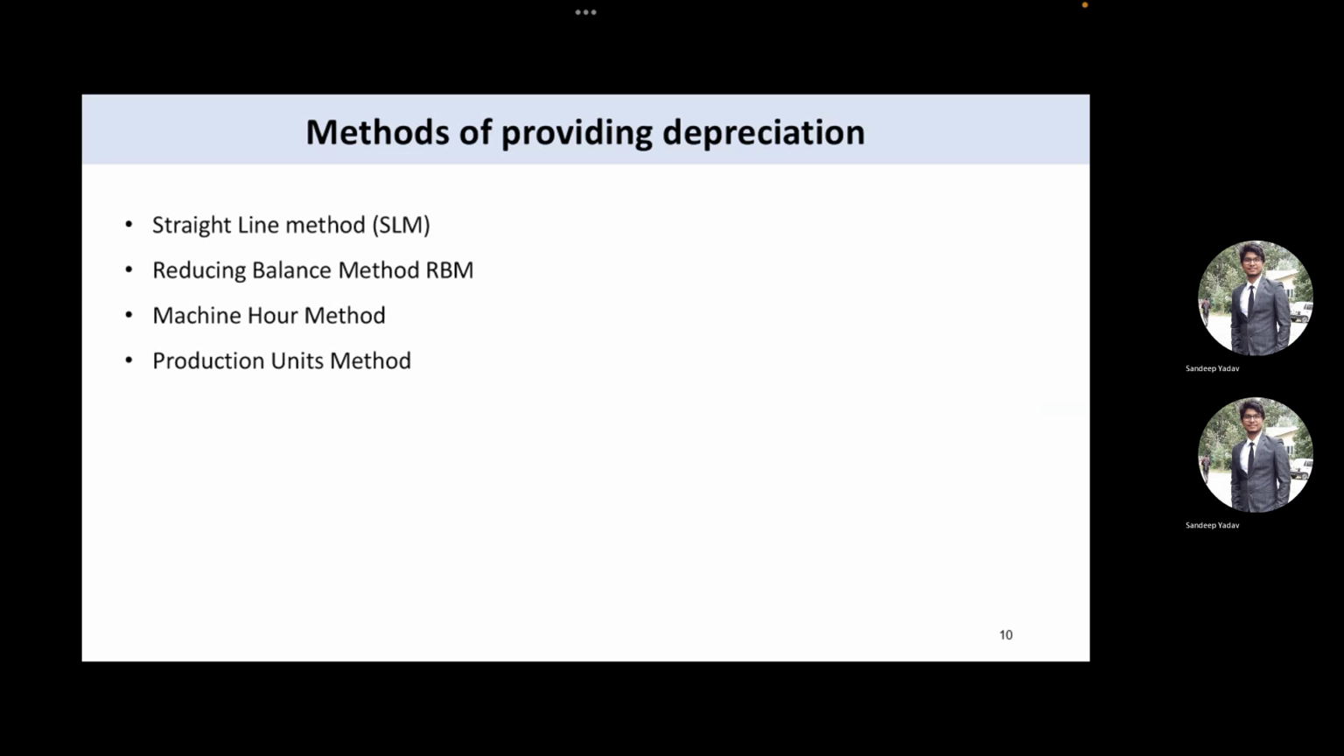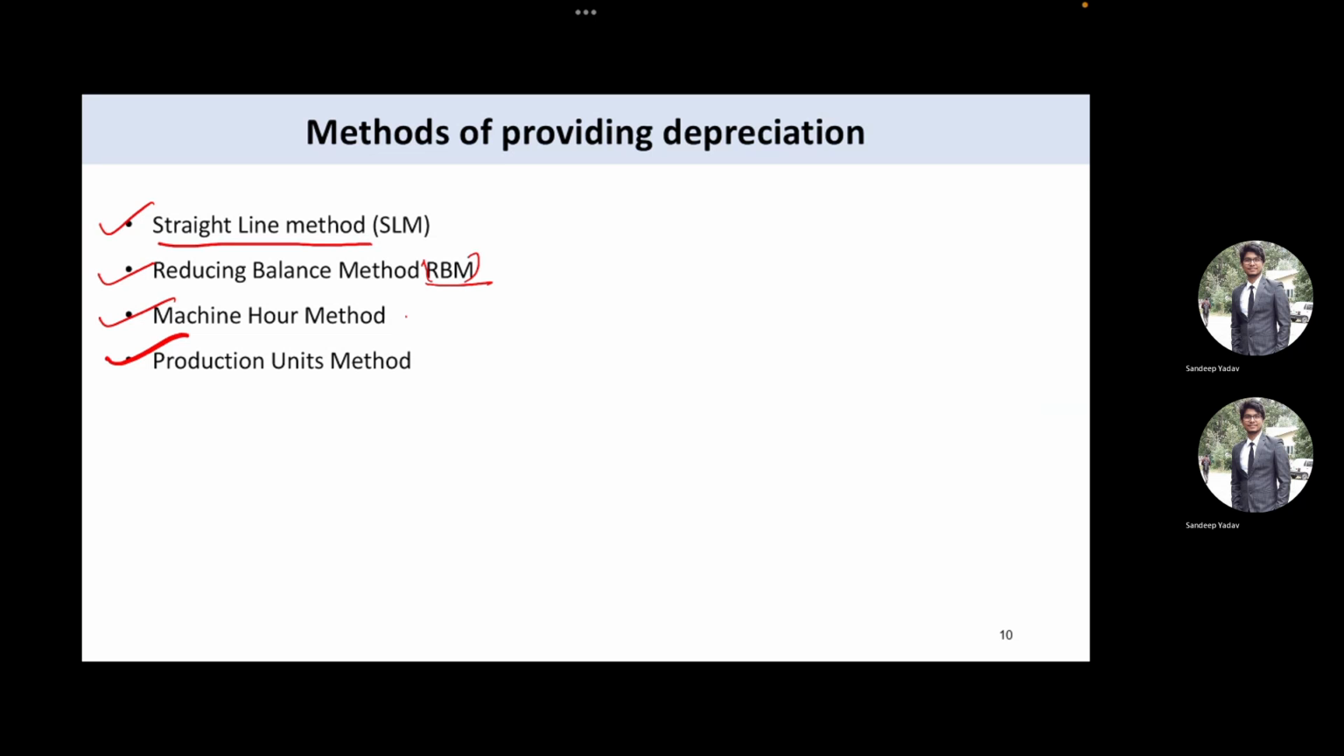So there are majorly four methods from which we can calculate depreciation. First one is the straight line depreciation method. Second is the reducing balance method, that can also be called RBM. Third is the machine hour method, in which we calculate the depreciation rate based on the working life, or how much time the machine is working. And the fourth one is the production unit method.